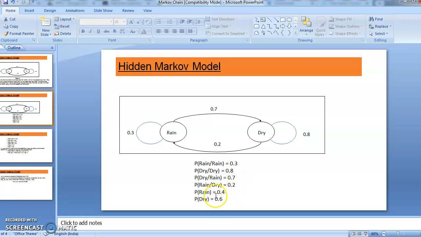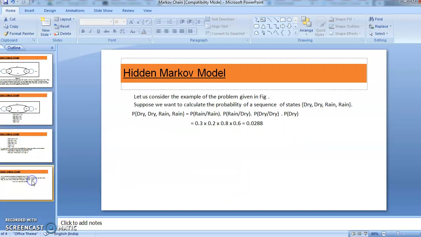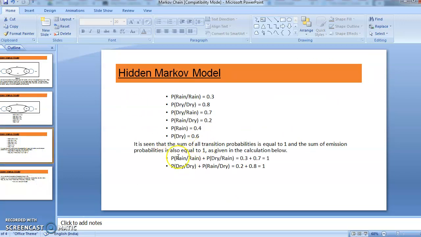These are the initial probabilities. Initial probabilities also sum to 1. That is, the addition of the initial probabilities is also 1. The addition of the transition probabilities along with the emission probability is always 1. Okay, so we have written this, and the initial probability, as I told you, is always 1.